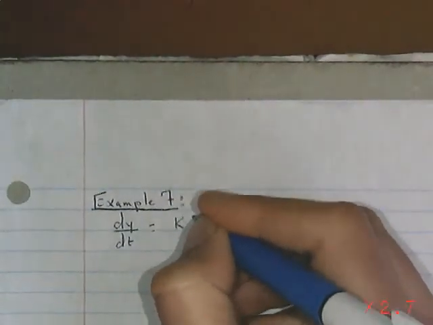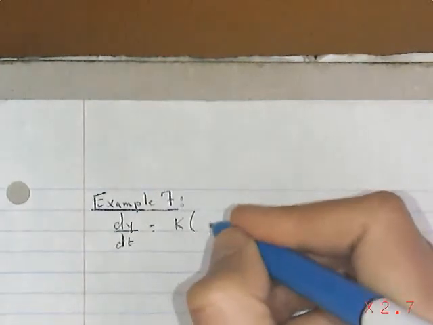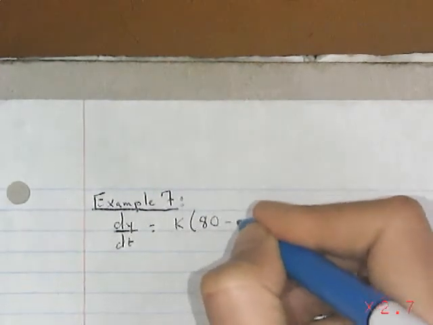Okay, so example 7 reads as follows. A new employee performs a job more efficiently each day in such a way that if y units are produced per day after t days on the job, then the rate of change of y with respect to t is equal to k times 80 minus y. So the derivative, the rate of change of how a new employee is performing their job, is equal to k times 80 minus y.